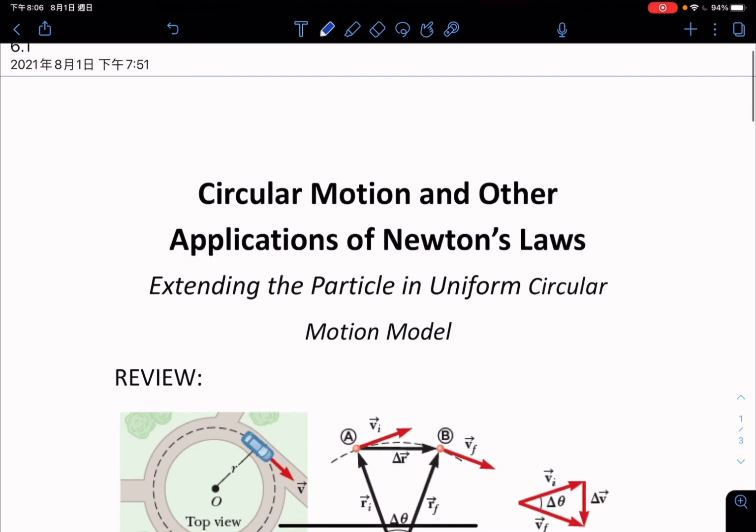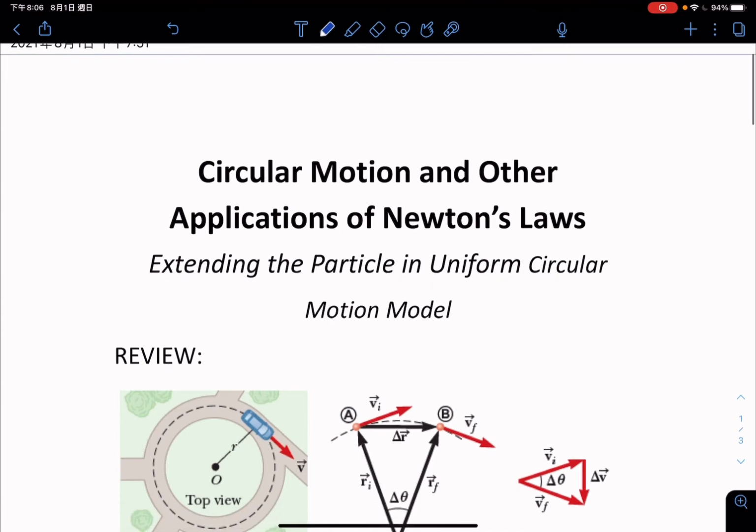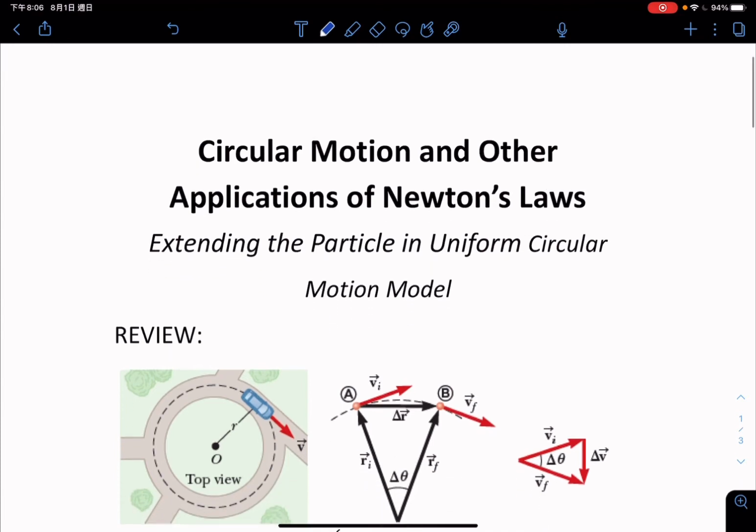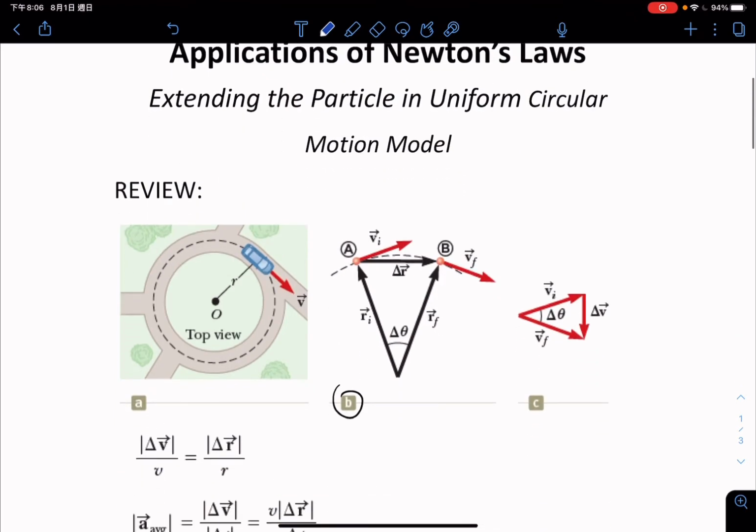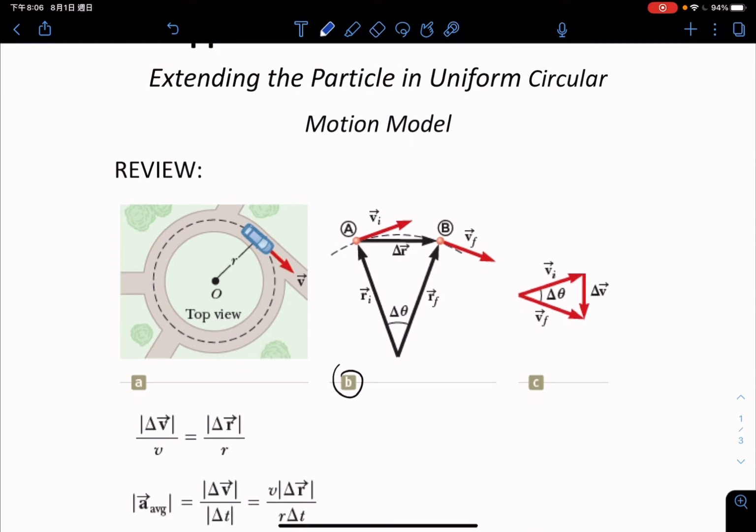I'm going to introduce you to circular motion and other applications of Newton's law. Before we get started, we have to review circular motion. In picture A, we can see a car moving in a circular path. We describe this motion as circular motion. And if the car is moving on this path with constant speed v, we call it uniform circular motion.